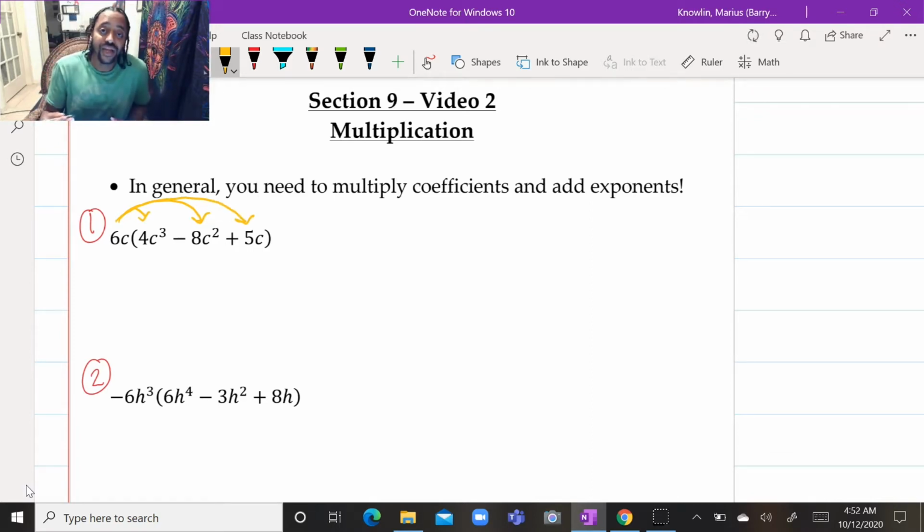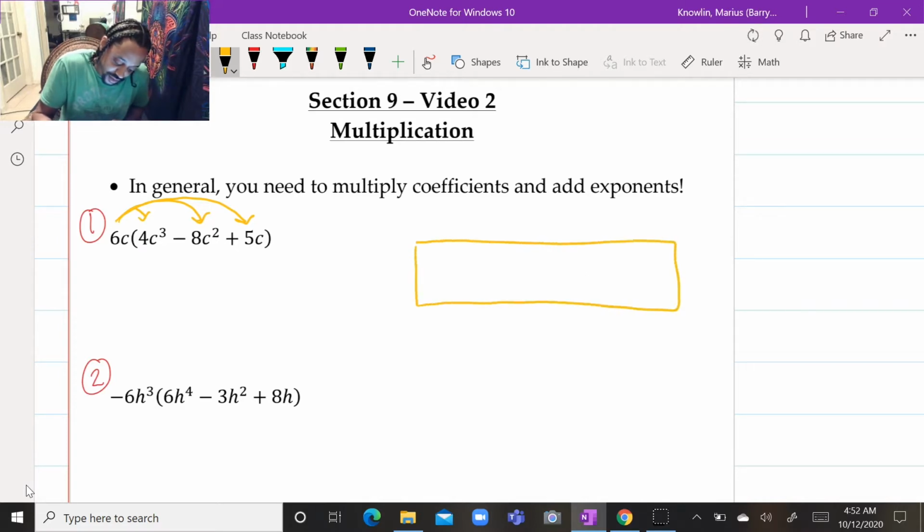Now, one method I like to show is what I call the area model, or the box method. We have a 1 times 3, so I'm going to have my 1, and then I'll make enough room for the 3, like this. The 1 is the 6c. The other ones are positive 4c to the third power, negative 8c to the second power, and positive 5c. And for the variables that don't have exponents, we can just put a 1 there.